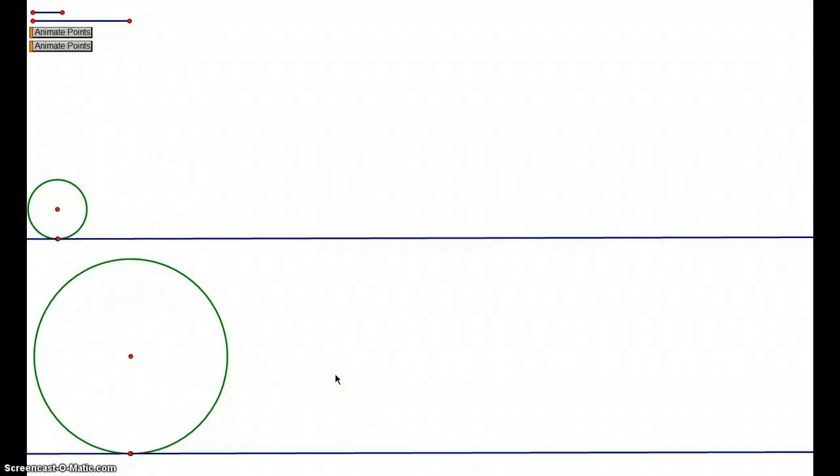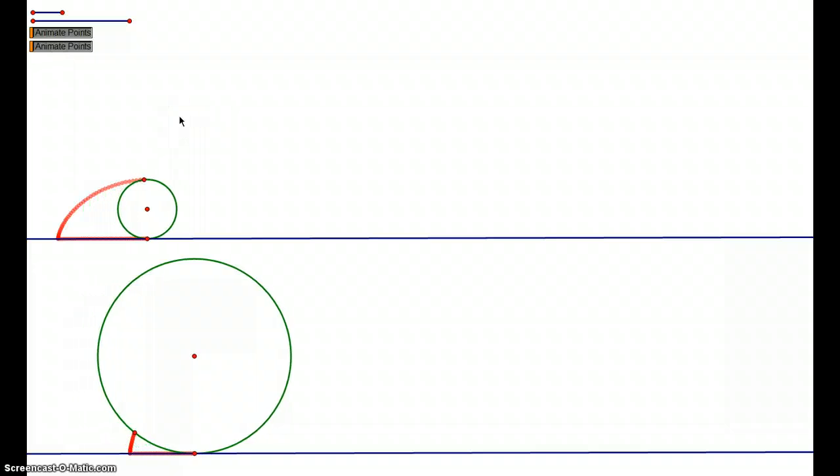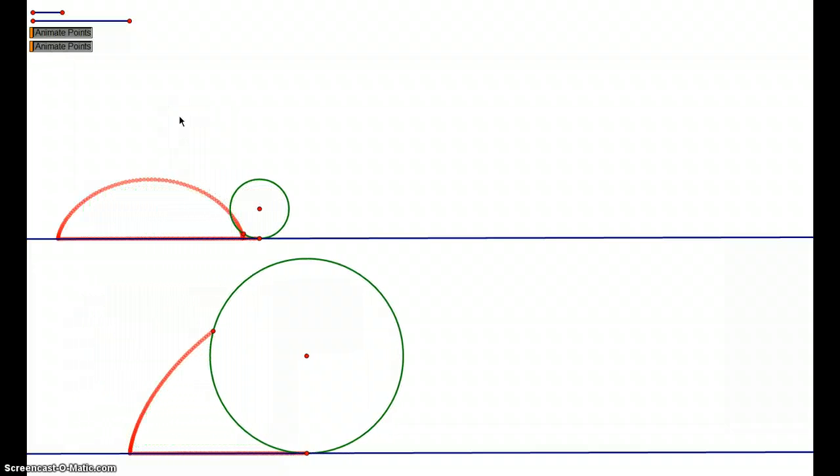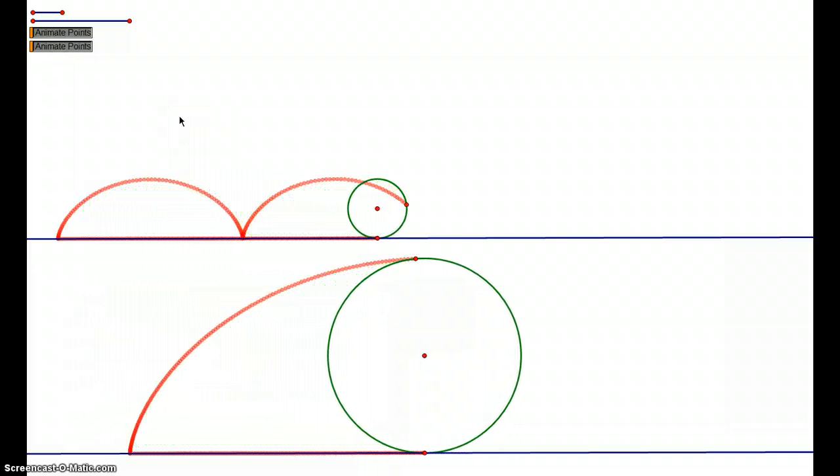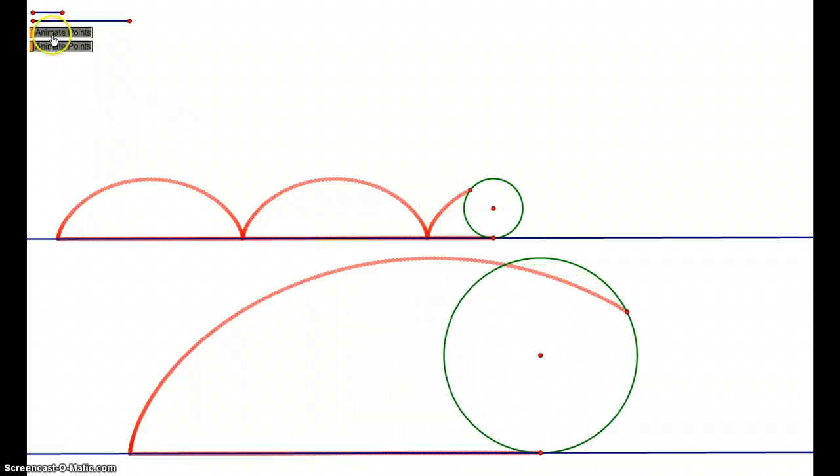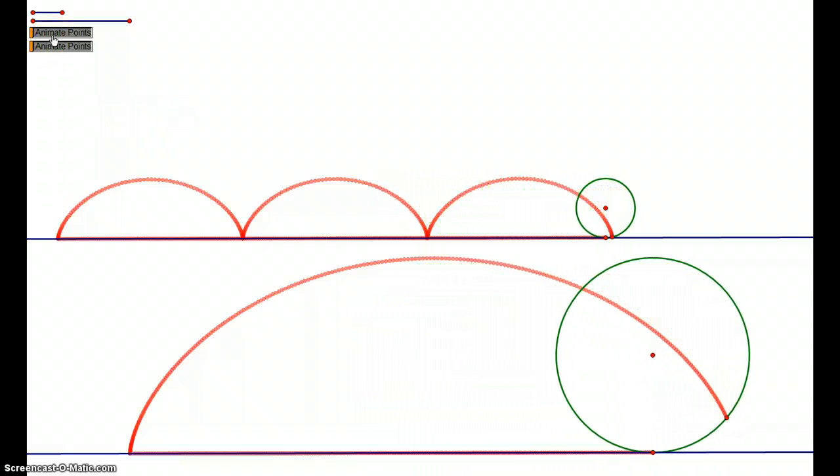In this video we'll be discussing the two different sizes of wheels and the amount of rotation it takes to cover the same distance, or what happens if a wheel is bigger and the two wheels rotate the same number of times. So first off, let's just watch these two animations go along. We can notice how the top one seems to be making a lot more rotations than the bottom one in about the same distance.